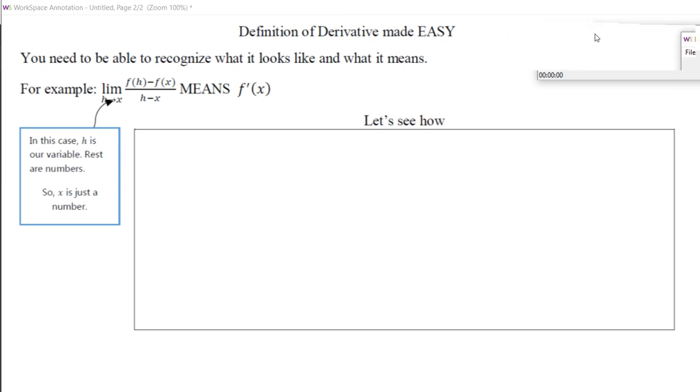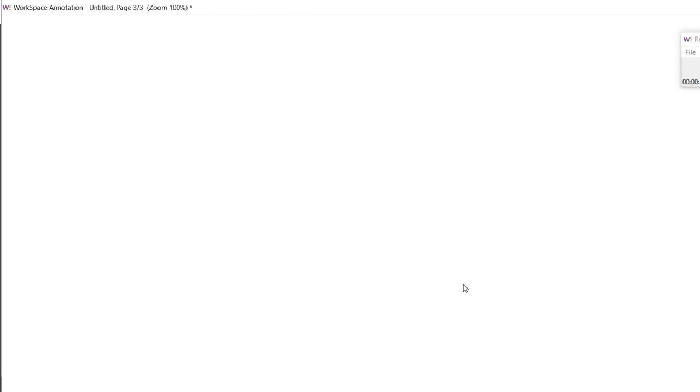Alright, so this is on your definition of derivative notes. Now we went over this with the whole function thing in the beginning of the lesson, but let's go ahead and review. So our definition of derivative, as you see, is right here. So this is what we went over. I'm going to go ahead and quickly review that with you.